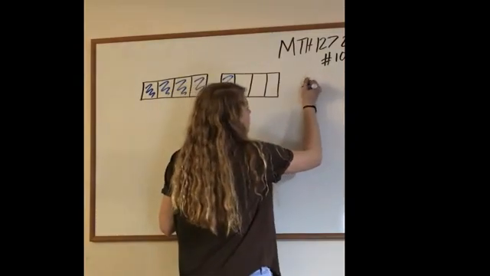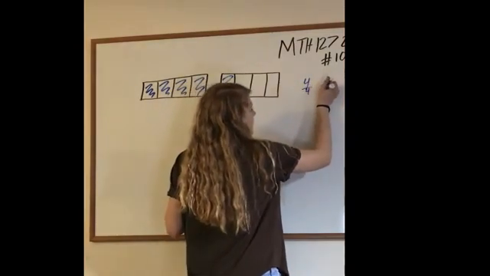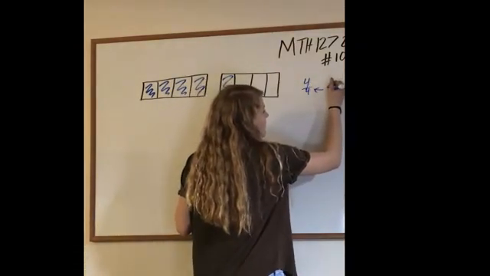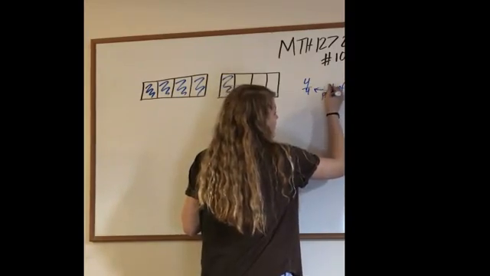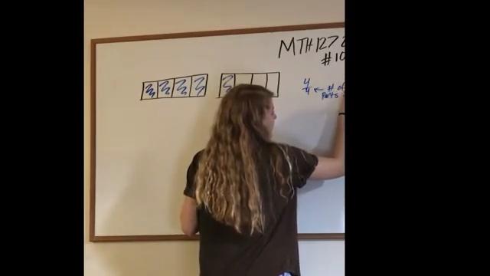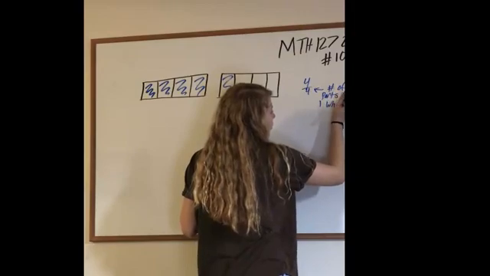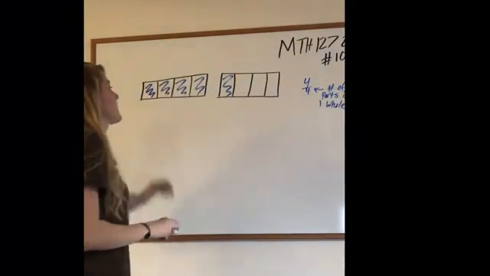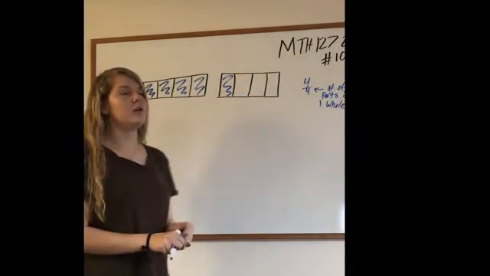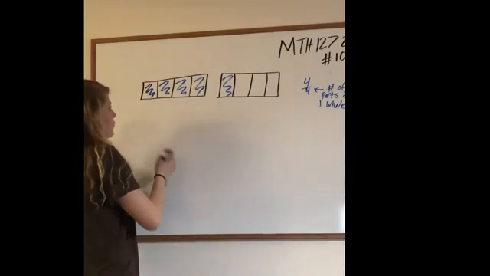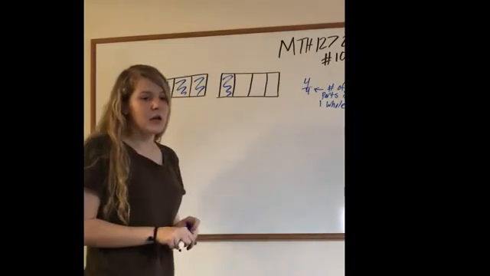So 4/4, the denominator is the number of parts in one whole. So this is one whole and this is one whole. So the correct answer is 5/4 and not 5/8.